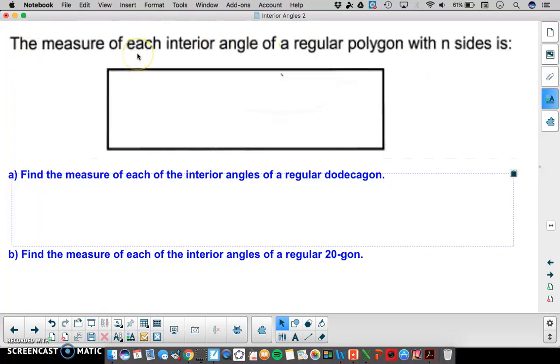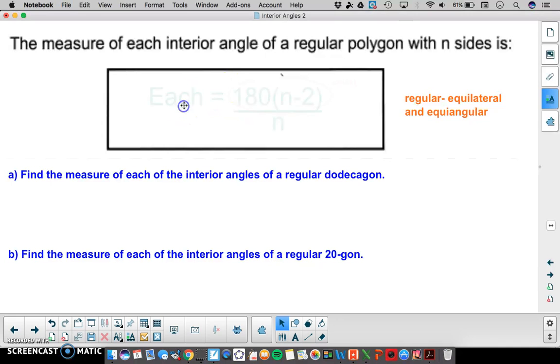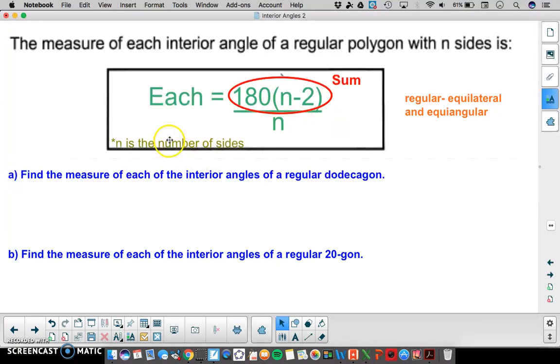Next, we're going to find the measure of each interior angle of a regular polygon. Well, if we know the total and we know that the polygon is regular, which means it's equilateral and equiangular, we just have to divide by how many sides there are. So we have a formula for each angle in a regular polygon where we have the sum, which is 180 times n minus 2. Then we're going to divide that total by the number of sides. Remember, n is just the number of sides. So first you're going to find the total and then divide by how many there are.